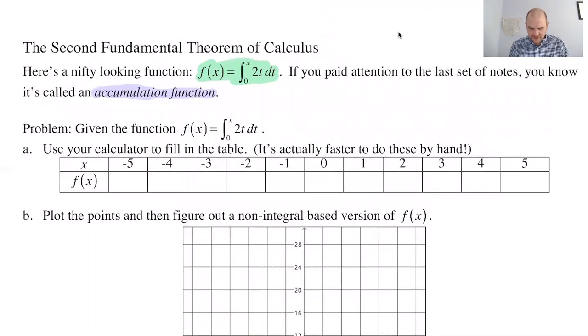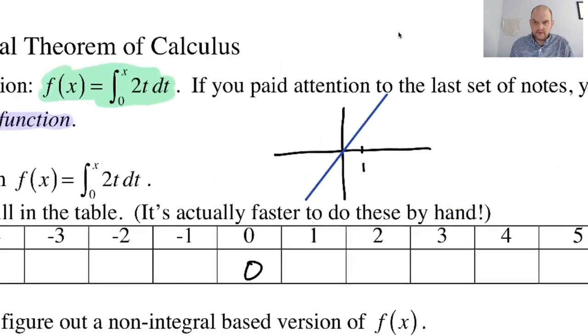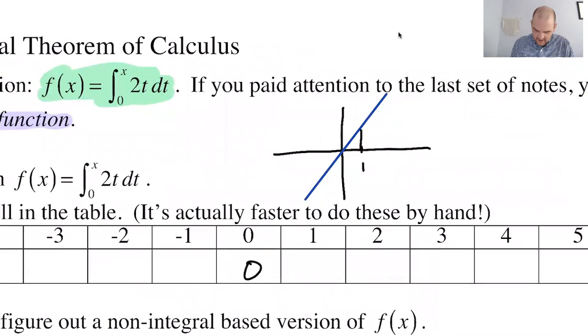The reason that it's faster to do these by hand is if we graph the integrand, right? So I'm going to graph 2t. So 2t maybe is like this. You can see that, for example, the integral from 0 to 0 of anything is just 0. So we can fill in 0 right away. Now, the integral from 0 to 1 of this thing, if I put a little 1 here, the integral from 0 to 1 is actually just this area.